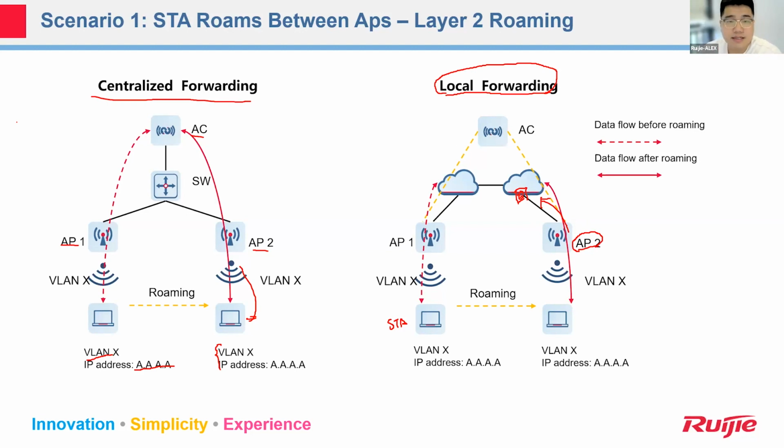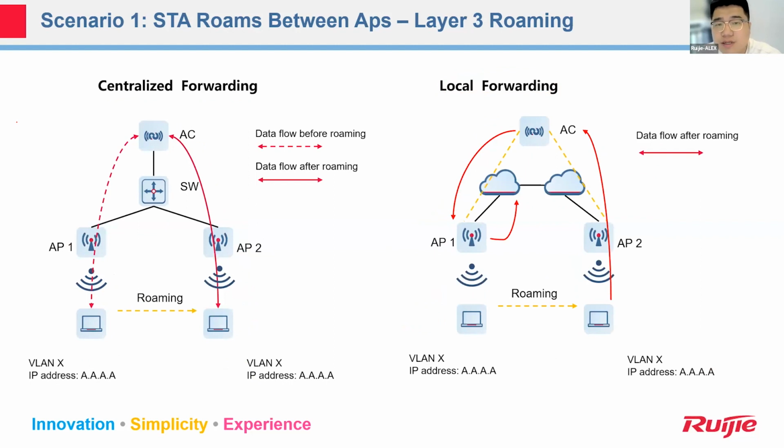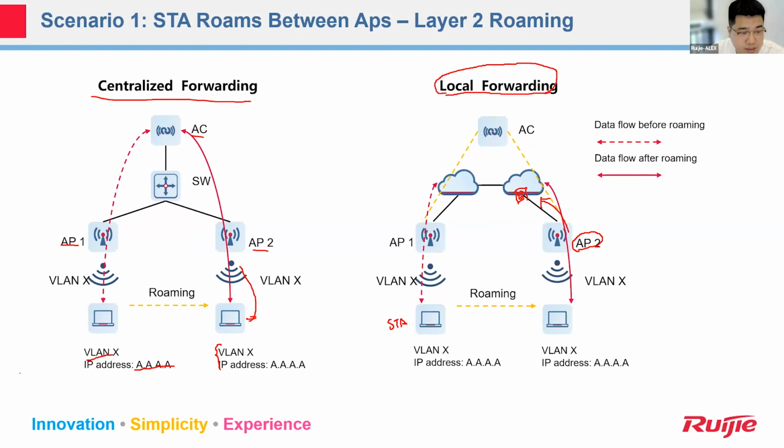Okay, and next, let's see layer 3 roaming. Before we introduce layer 3 roaming, we should know the difference between layer 2 and layer 3. Okay, if it's a layer 2 roaming, means, for example, AP1, AP2, their SSID. Let's go back to the former page.